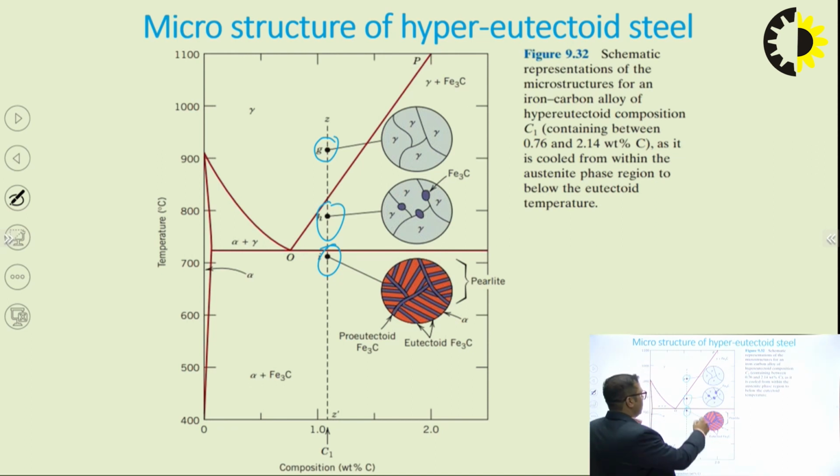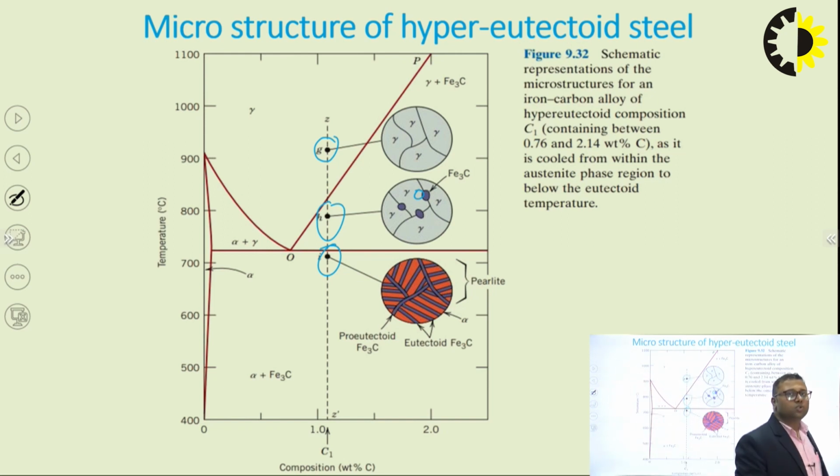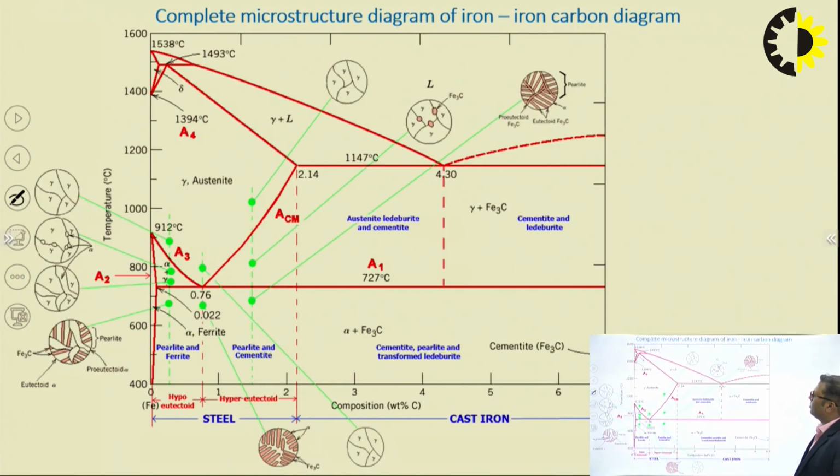That's why this cementite Fe3C starts to nucleate, and as you cool down the temperature from H point to this I point, this Fe3C continues to grow, and you see the proeutectoid phase. This is the final microstructure which you see at this point below 723 degrees centigrade. So this is the microstructure of hypereutectoid steels.